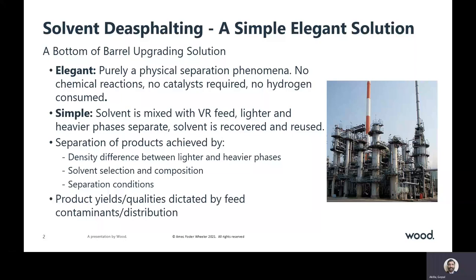What is solvent deasphalting? It is predominantly used as a bottom of barrel upgrading solution. It is elegant, a purely physical separation phenomenon: no chemical reactions, no catalyst, and no hydrogen used. It's simple: solvent is mixed with VR feed, lighter and heavier phases separate, and solvent is recovered and reused. Separation of products is achieved by density difference between lighter and heavier phases. It also depends on solvent selection and composition and the separator conditions. Product yields and qualities are dictated by feed contaminants and their distribution.